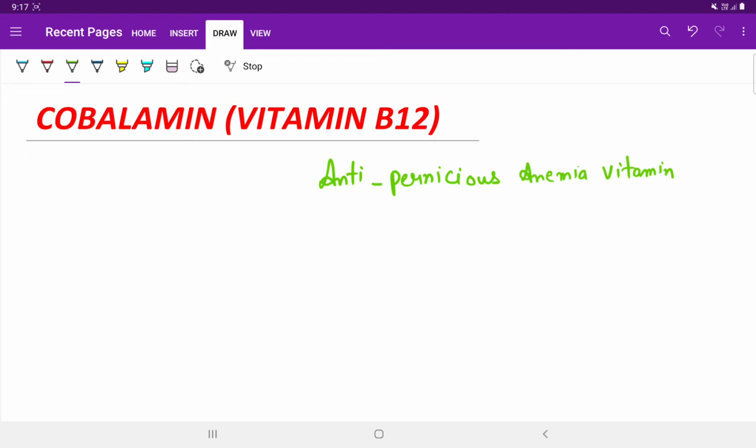pernicious anemia, and it is also a unique vitamin and synthesized only by the microorganisms and not by the animals or plants. So this was the last vitamin to be discovered, and moreover it is only secreted by, we can say, synthesized by microorganisms.